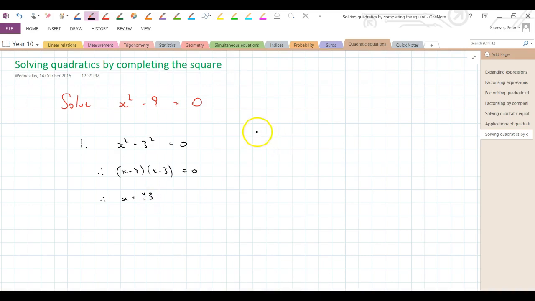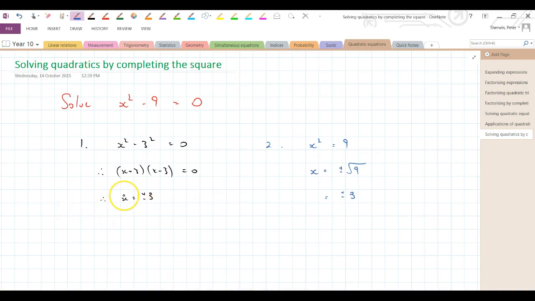Option 2: when you've got x squared and a number, so there's no x term, put the 9 over the other side of the equation. So you've just got x squared equals 9. Then take the square root of both sides, so x equals, but when you take the square root of a number, you've got to consider the plus and the minus version. So x equals plus or minus root 9, and root 9 is 3, so that's just plus or minus 3.